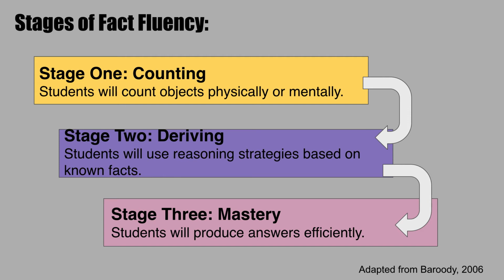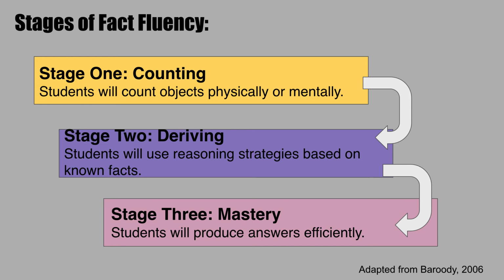It's not true. For example, a student named Sarah might have reached phase 3 with her 2s, 5s, and 10s multiplication facts. But when it comes to her 3s, 4s, and 6s, she's in phase 2. She's using a lot of strategies based on what she knows from her 2s, 5s, and 10s. And she might just be at phase 1 with her 7s, 8s, and 9s. That is completely normal and expected.